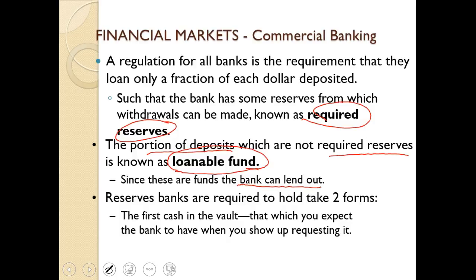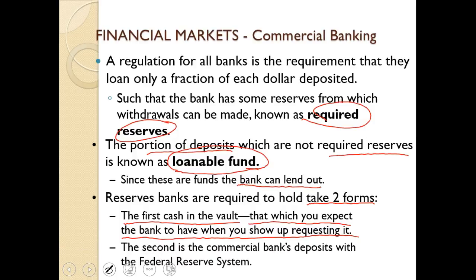So, the reserves banks are required to hold take two forms. The first is cash in the vault. So a bank can keep these required reserves in one of two ways. The first is they can keep cash in the vault, which is what you expect the bank to have whenever you show up requesting it. Or they can make deposits with the Federal Reserve. Those are the two ways that they can keep required reserves.